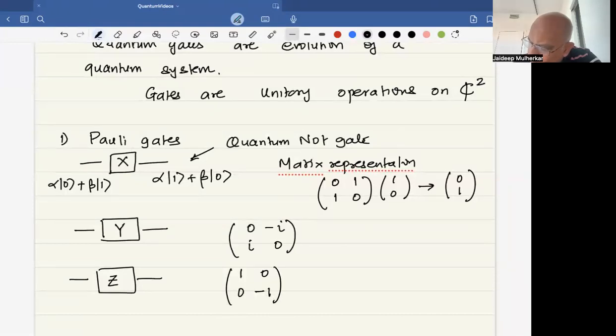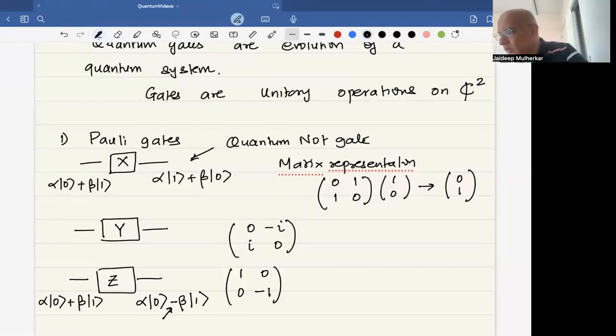The Z gate takes alpha ket 0 plus beta ket 1 to alpha ket 0 minus beta ket 1. So it doesn't change the basis vector 0, but it adds a relative phase to this state, and it takes ket 1 to minus ket 1. A phase is added over here, a relative phase.